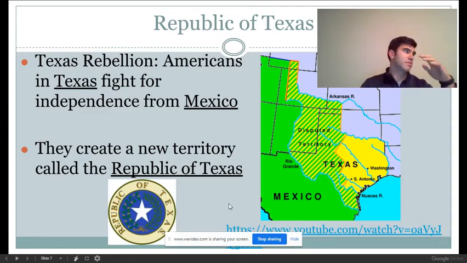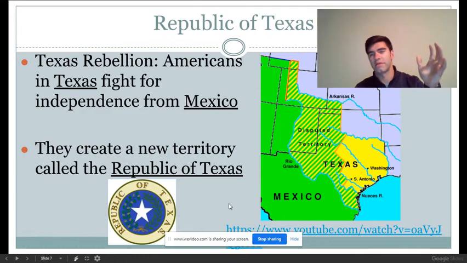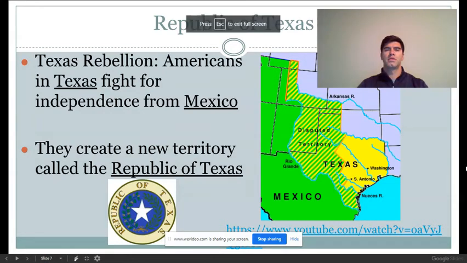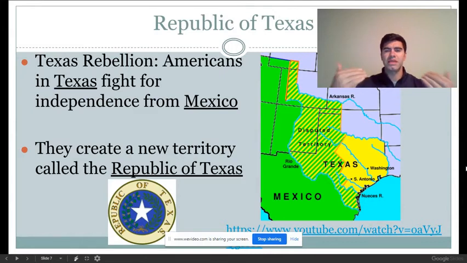So they don't like the Mexican government. They don't like how the Mexican government's ruling over the land. So similar to the 13 colonies, they're going to declare their independence. But this time it's from Mexico. And they're going to successfully win their independence from Mexico. So once the Texans win their independence from Mexico, they actually become their own independent country for a while, and they call themselves the Republic of Texas.